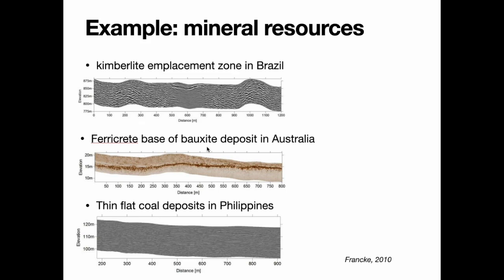Here is an example of a bauxite deposit in a sedimentary layer in Australia. So you see a nicely marked horizon in the subsurface, which is the location of a bauxite deposit in the sediments, and other examples of a thin flat coal deposit, which are marked by very strong and very flat reflectors in this example.